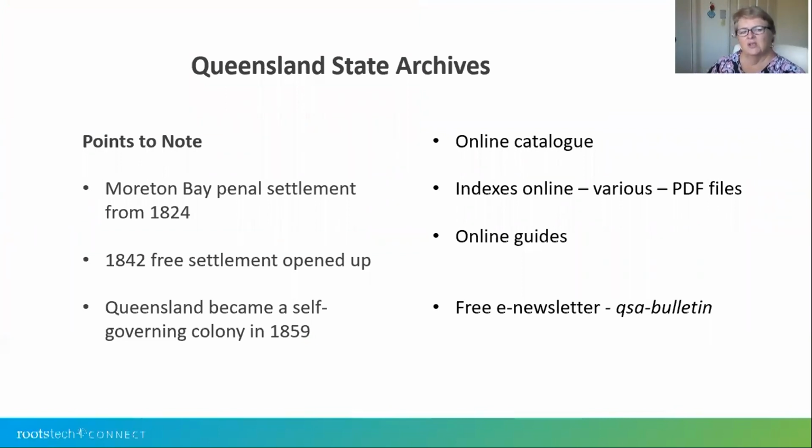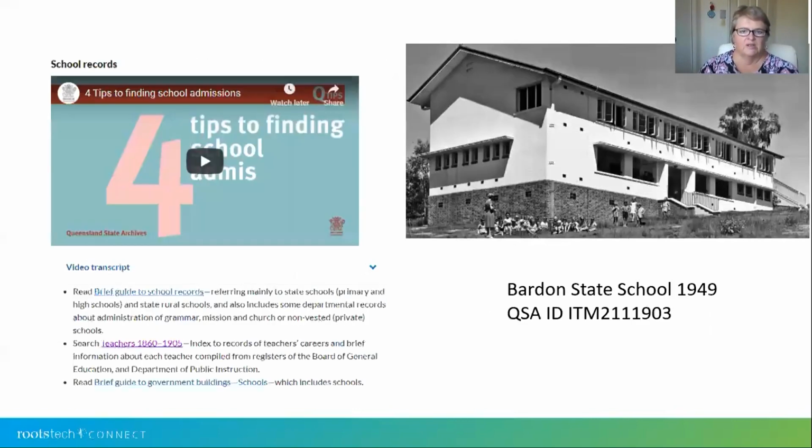Queensland State Archives. Queensland started in 1824 as the Moreton Bay Penal Settlement. So it had convicts, not a great deal, but it was a place of punishment. In 1842, free settlement opened up after the convict settlement had closed down. It became a self-governing colony in 1859. You have the online catalogue, you have indexes online, they're PDF files which you can download. There are online guides as well. The e-newsletter is QSA Bulletin for new updates.